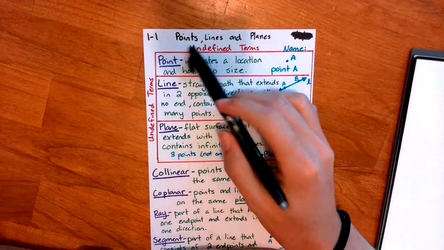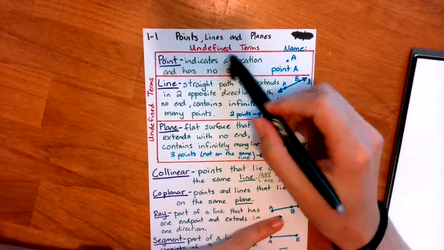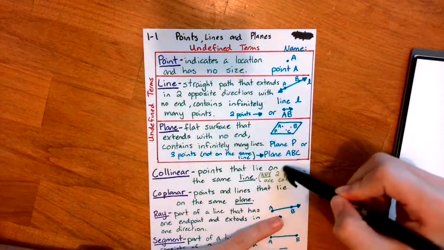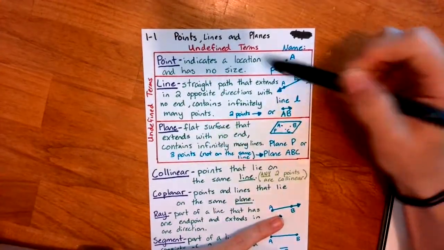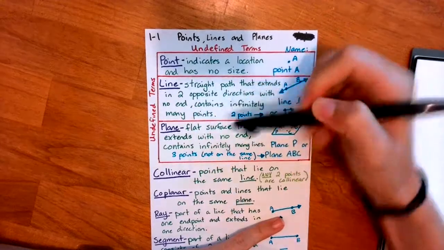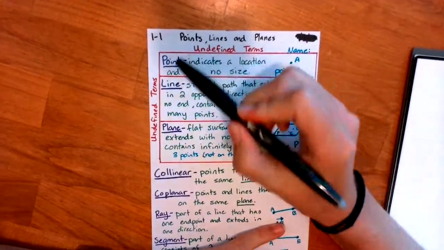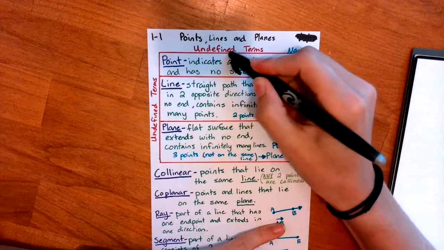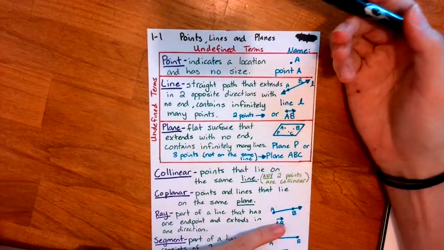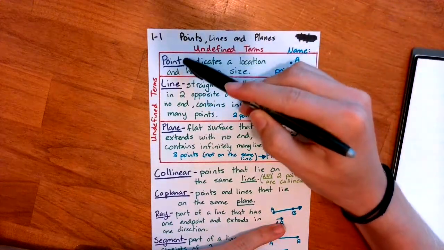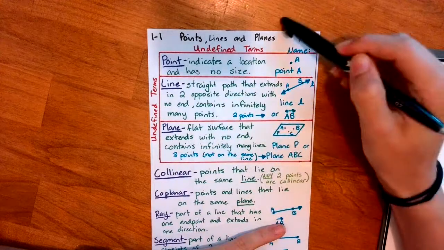So our first little section here is what we call undefined terms, okay? So these three terms are undefined in geometry. Now you may be like, but wait, you wrote a definition. That is just a description of those words. These are technically undefined terms, okay? So if you ever see a question that asks, what are three undefined terms of geometry? Point, line, and plane. So those are what those are, okay?